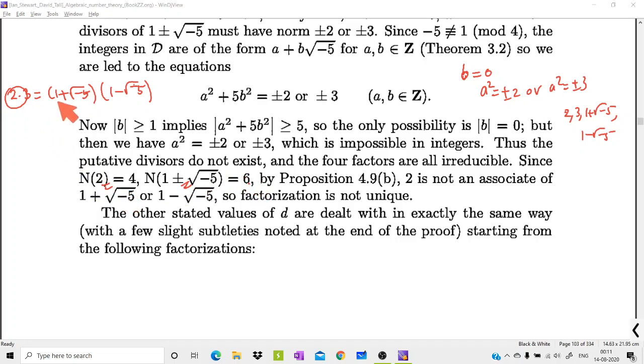So if 2 and one of these numbers are associates, then we can get the norm of x equal to plus or minus the norm of the other, from the previous theorem. Here we cannot get the norm of 2 as plus or minus the norm of any of these numbers. So from these two equations we can say that 2 is not an associate of either of these quantities. Similarly, we can get this for 3. So we can say that this factorization is not unique. So this is an example of a non-unique factorization domain.